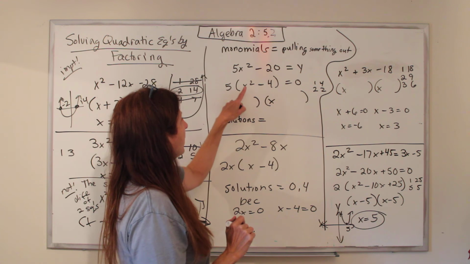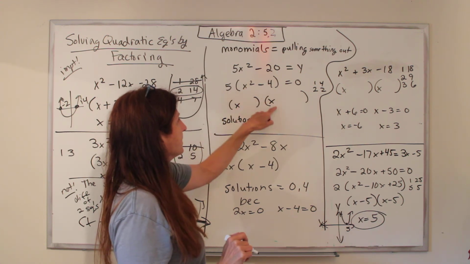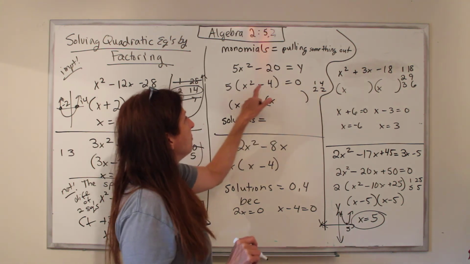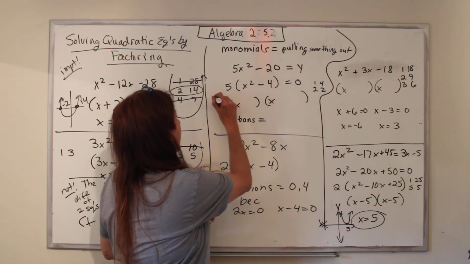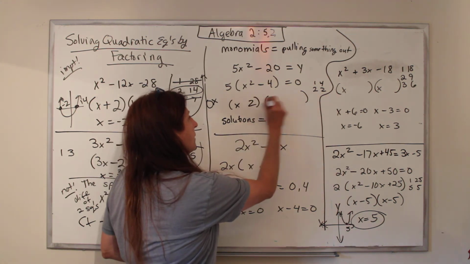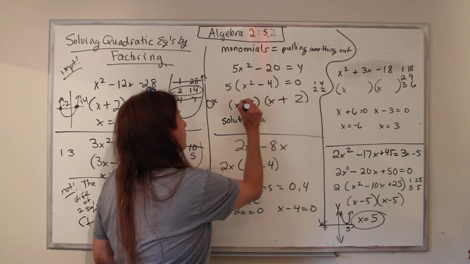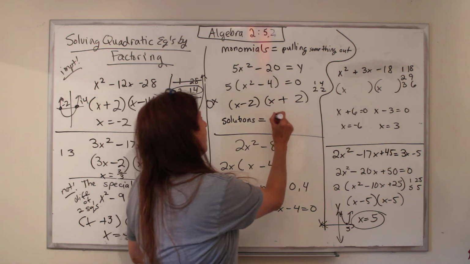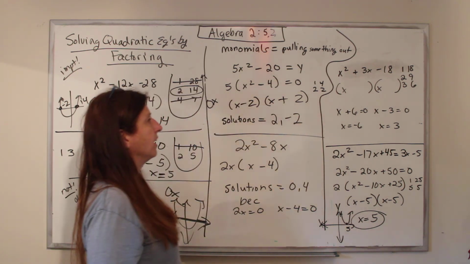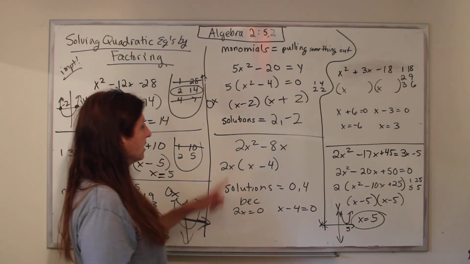So now, what can I multiply to get x squared? x and x. What can I multiply to get 4? 1 and 4 and 2 and 2. But I need the middle term, the x term, to be 0. I can't make 1 and 4 0, but I can make 2 and 2 0. If one's positive and one's negative, the solutions are 2, negative 2. The 5's not in there. Okay?